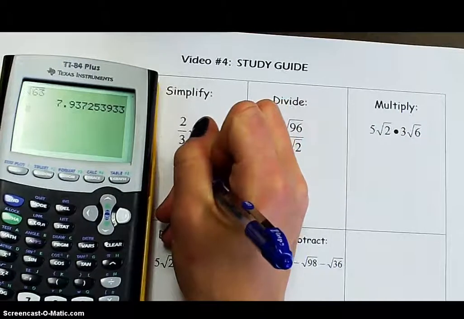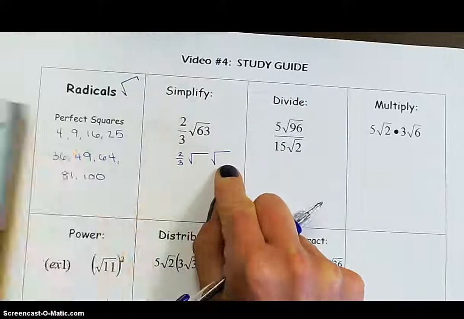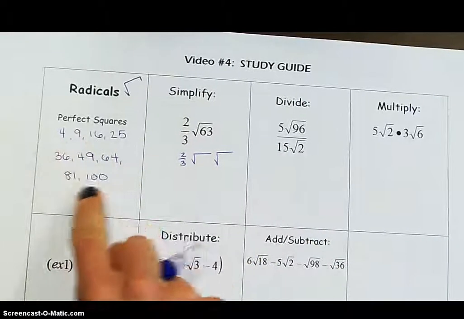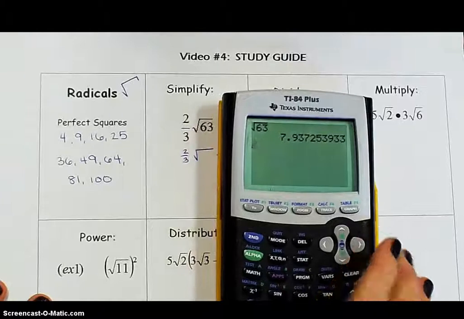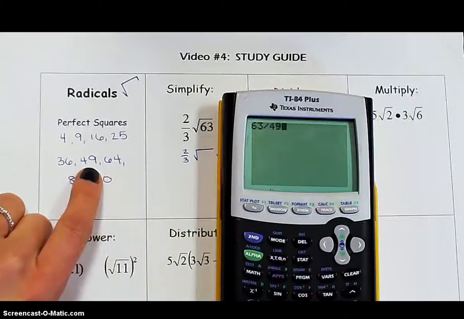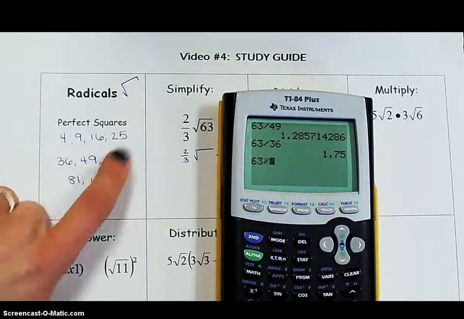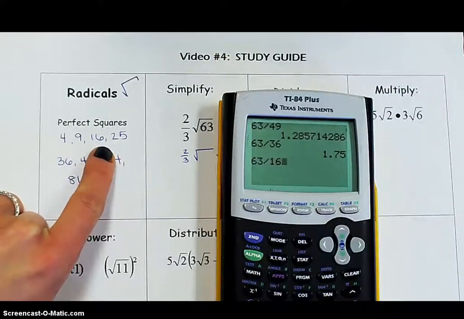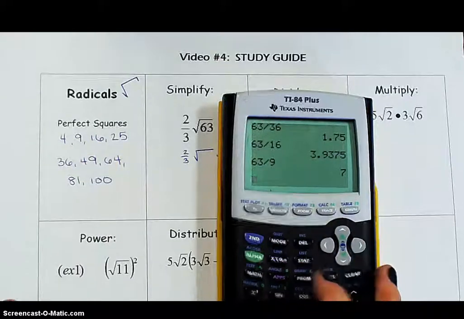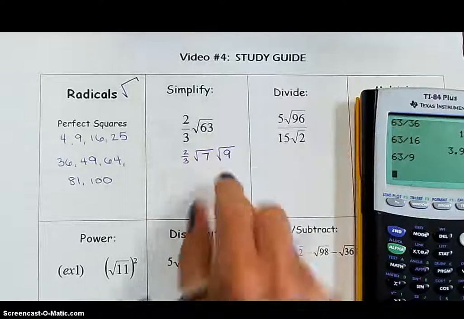So we're going to keep the 2/3 where it is, and we're going to try to break this radical into 2 smaller radicals, but we want one of them to be a perfect square. So I'm going to go ahead and just test a couple different numbers here. So 63 divided by, let's try 49. Nope. 63 divided by 36. Nope. 63 divided by, well, I know 25 is not going to work, so let's try 16. Nope. 63 divided by 9. It works. So it would be 9 and 7. So this is going to be 7 and 9. Doesn't matter which order you put them in.